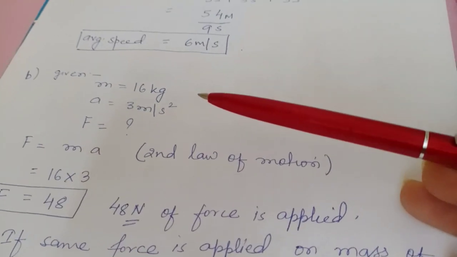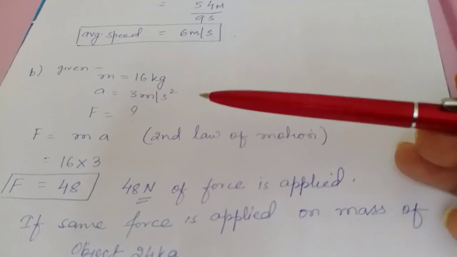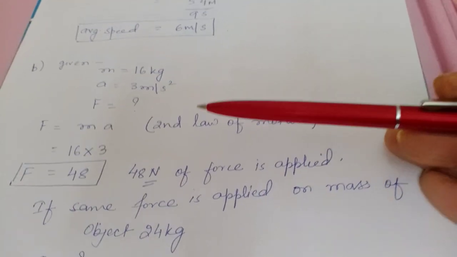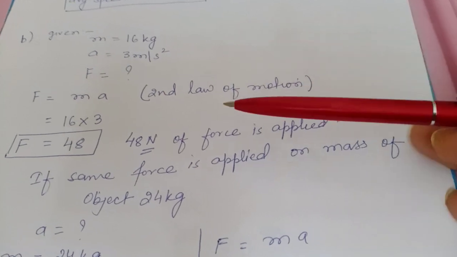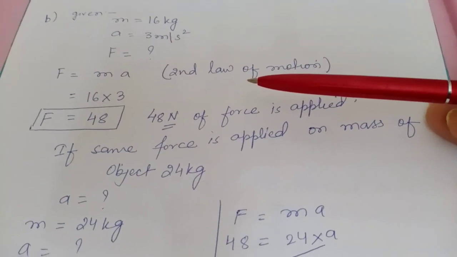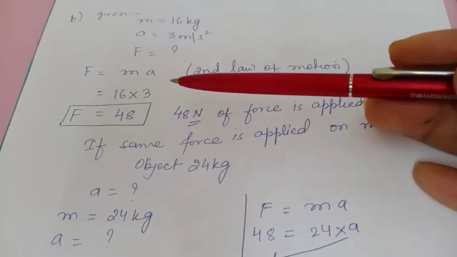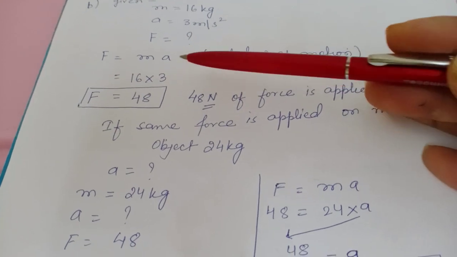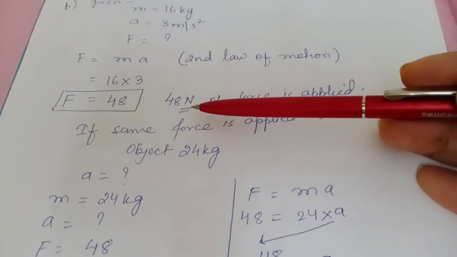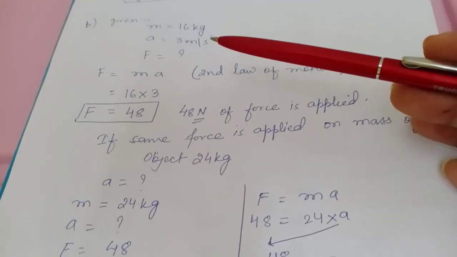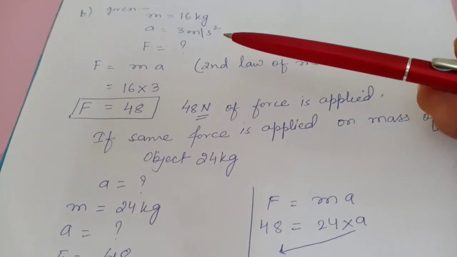Now question number 7B is on the second law of motion. Mass here is given as 16 kg, and the acceleration is 3 meter per second square. The force is asked here, how much force was applied. For knowing the force, we have the second law of motion. The formula we know, F equals ma. So we'll put the values, m equals 16 and a equals 3. 16 into 3 is 48, and the unit for force is Newton.